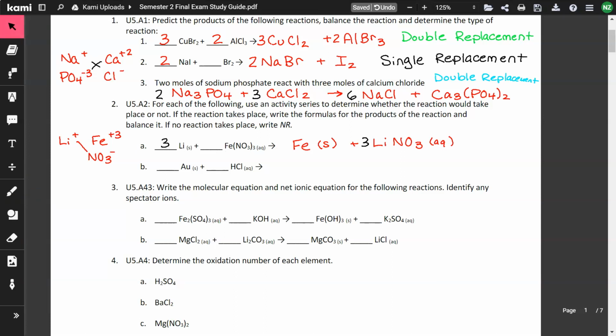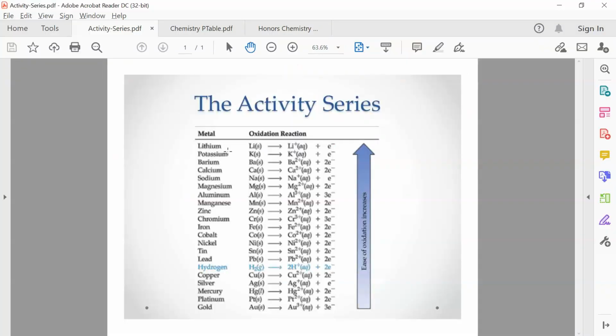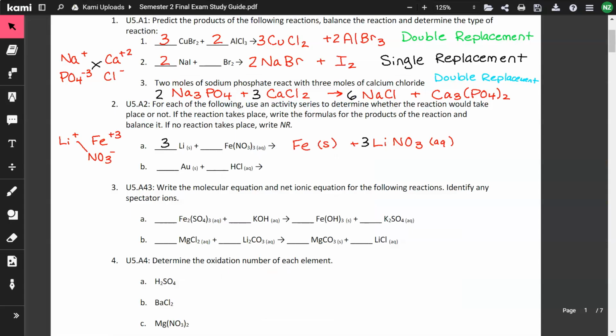All right. B says we've got Au and we have HCl. So let's go to our activity series. Au is gold. If you look on the activity series, gold is at the very bottom. Oh no, sorry, we're looking at hydrogen. Hydrogen is right here. So gold is way below hydrogen, so gold won't knock out hydrogen. So in this case, we are going to have no reaction.